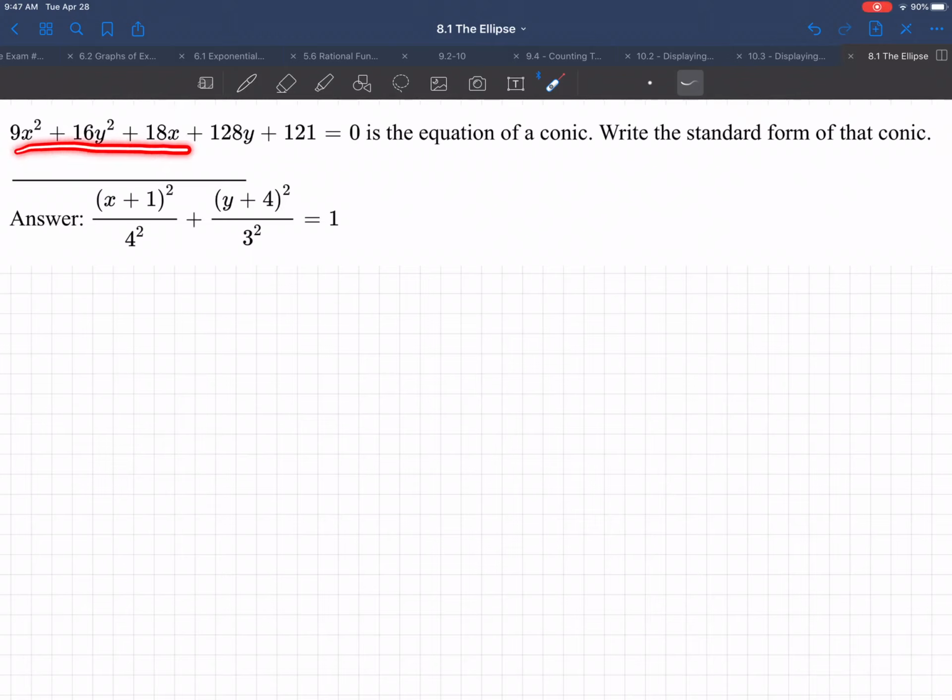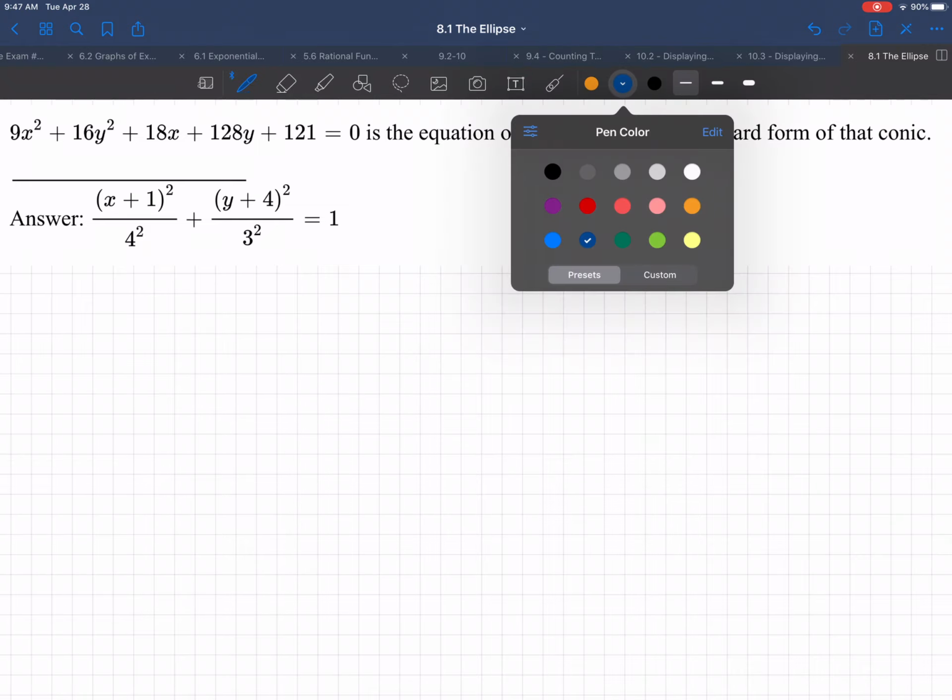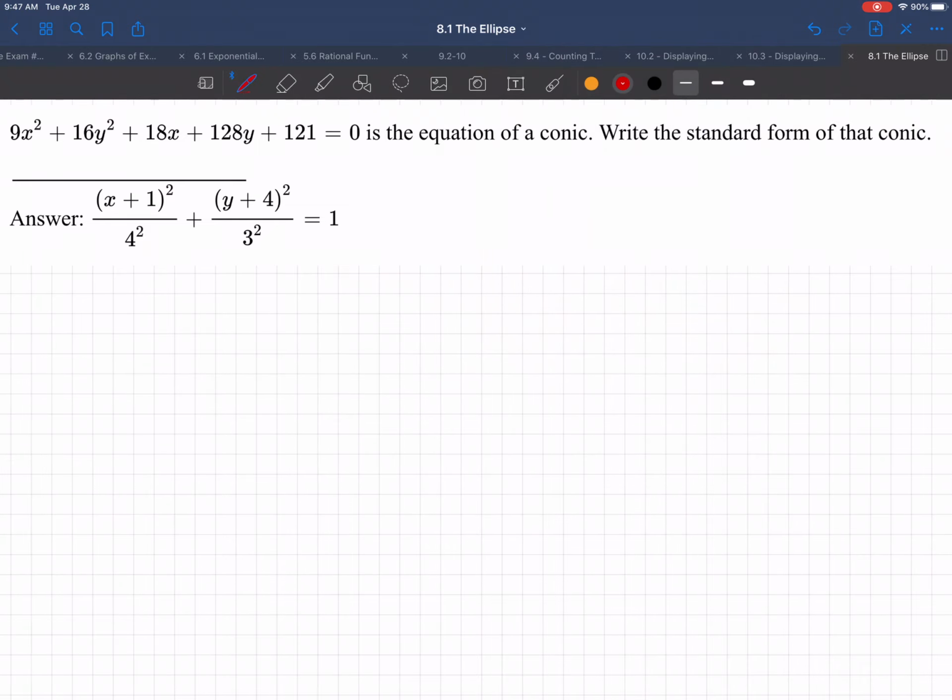9x squared plus 16y squared plus 18x plus 128y plus 121 equals 0 is the equation of a conic. It's an ellipse. Write the standard form of that conic. We can already see the answer there, but how would we know that if we didn't already have the answer? So this one's going to be a lot of steps. This is not an easy problem. So first step, I'm going to go through the steps.